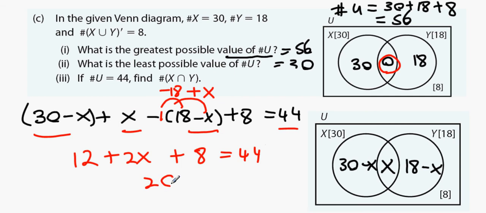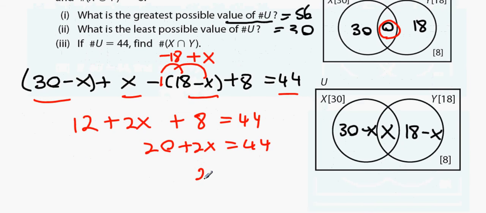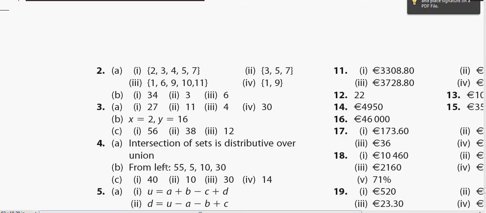20 plus 2x equals 44. And then what we can find out is that 2x equals 24. Bring the minus 20 over, it becomes minus 20. 44 minus 20 is 24. x equals 12. So the intersection value is going to be 12, and there it is, 12. Okay, so that's that. Sorted.